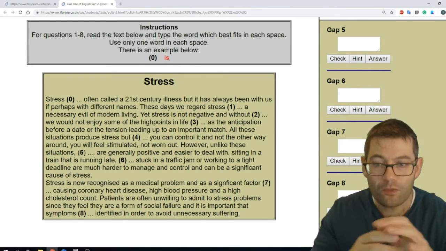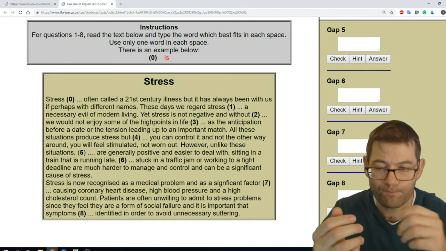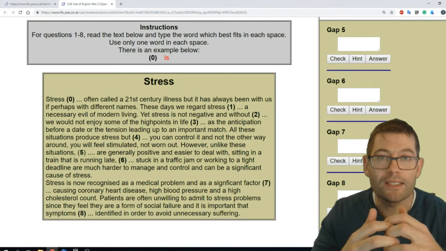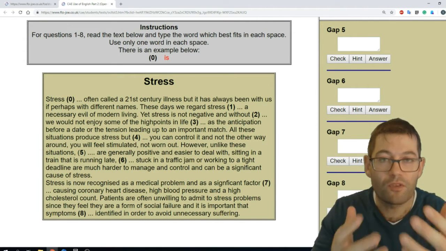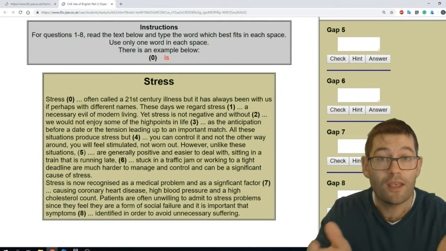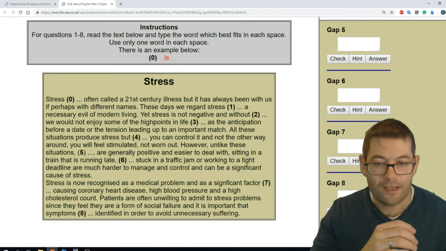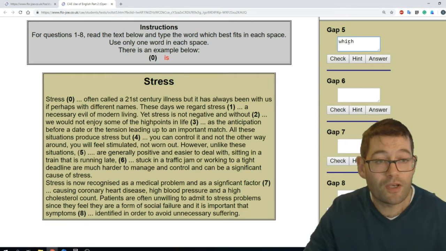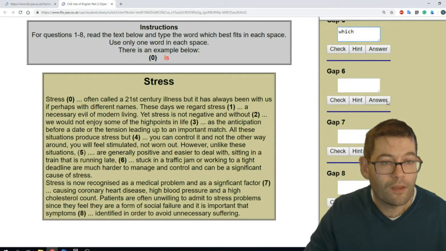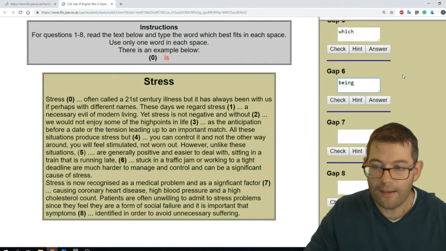So in this case, in order to fit with this list, we need a gerund form. But a gerund form of what? Stuck is an adjective. Stuck means that you're not moving anywhere. So the verb that we need to introduce adjectives is be. So the answer to this is being stuck in a traffic jam. Now for number 5, let me just write in which. And for number 6, let me type in being. So being stuck in a traffic jam or working to a tight deadline.